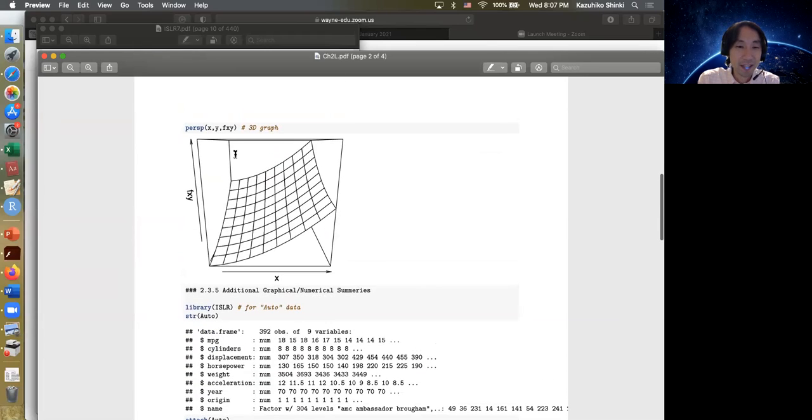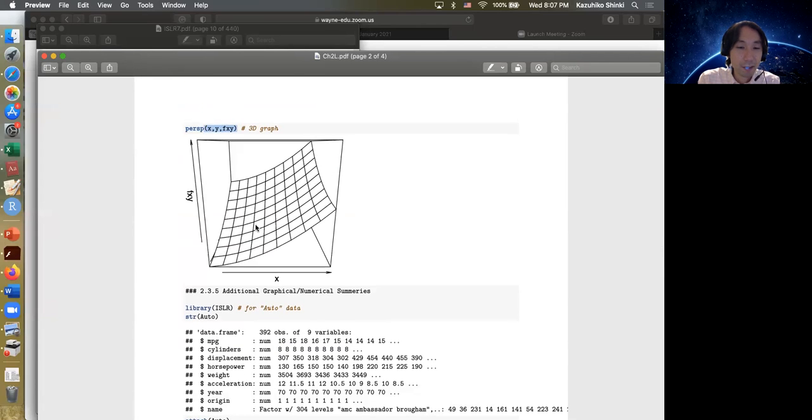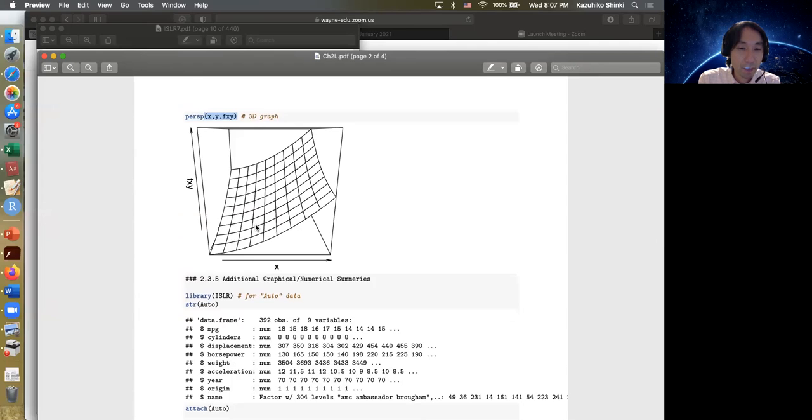We don't really put in complicated code, but just the persp function. This represents this surface. This makes this surface. The format is the same as the contour plot.